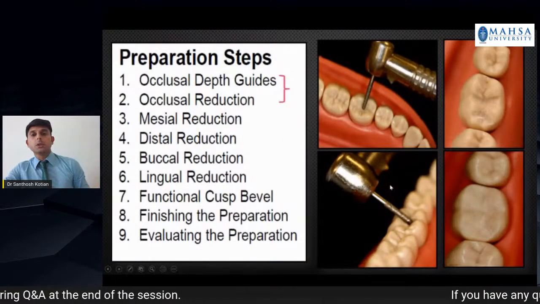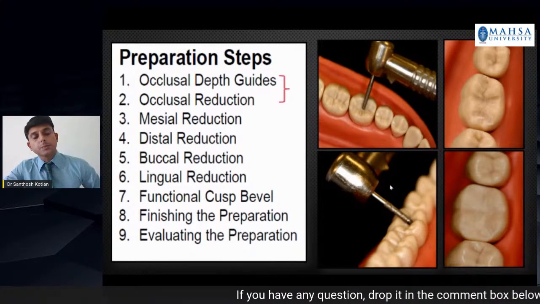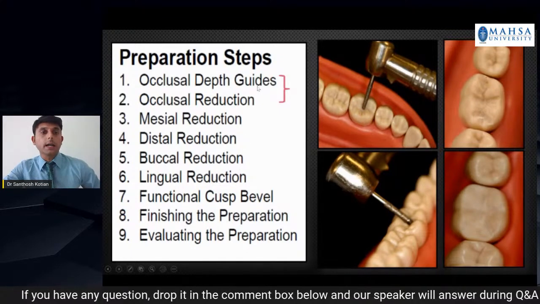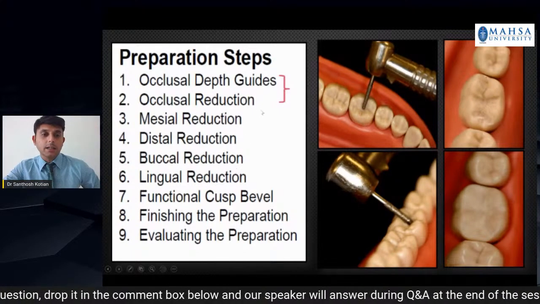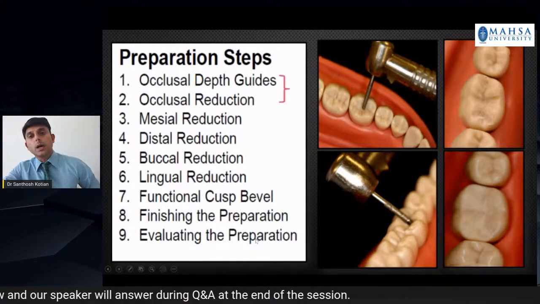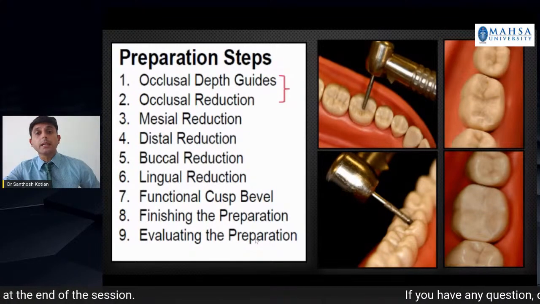So let's breeze through the tooth preparation steps now. So these are the steps that we usually follow, right? The occlusal depth guides, occlusal reduction, axial reduction, functional cusp bevel, finishing the preparation, and evaluating. So I will just give you some tips on how to go through this, how to make it an easier procedure.